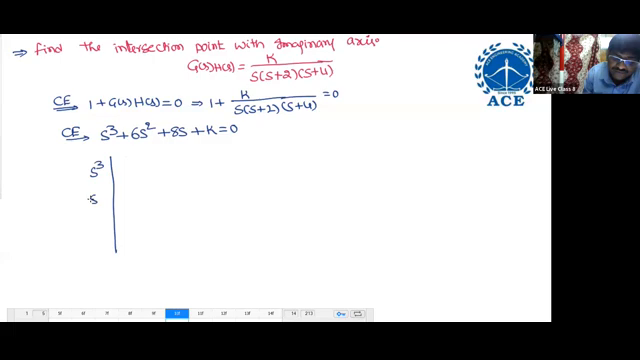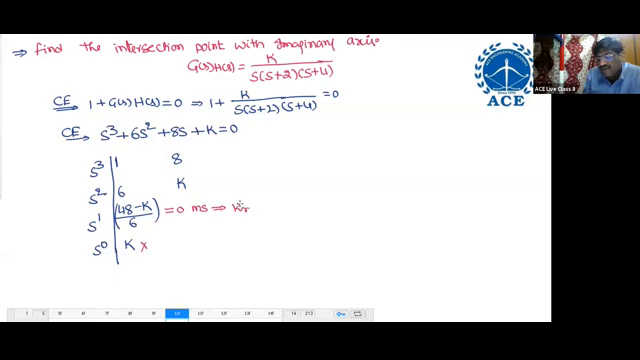s cube, s square, s power 1, s power 0. Next 1 and 8, next 6 and K, then (48 minus K) divided by 6. Now here K. First find the K marginal value. For K marginal value, the s power 0 coefficient is not considered. I already told you, make it equal to 0 for marginal stability. That means K marginal equals 48.